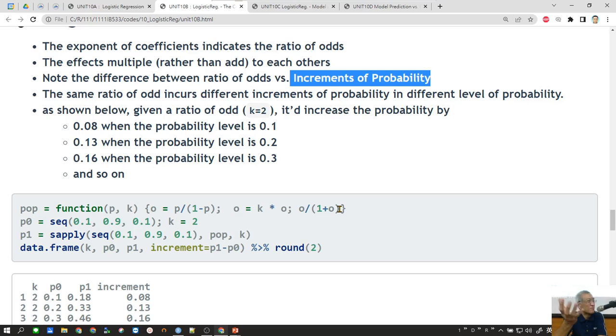because of the nonlinear transformation of log and exponent. So there are some complications here.